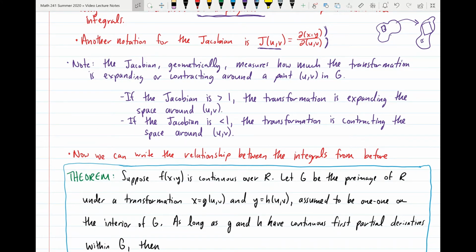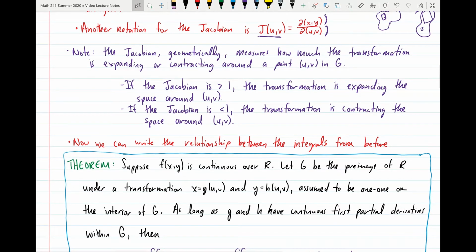So if the Jacobian is greater than 1, then the transformation will be expanding the space around the point UV, and if the Jacobian is less than 1, the transformation is going to be contracting the space around UV. And this has to do with, if you've taken a linear algebra course, the determinant of a matrix for a linear transformation in some way describes how much the space is being stretched.